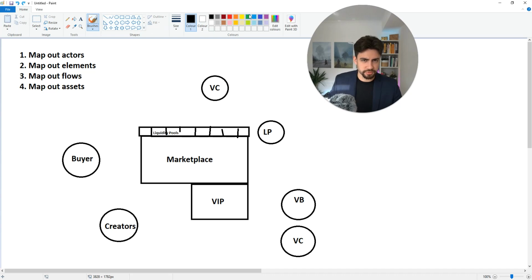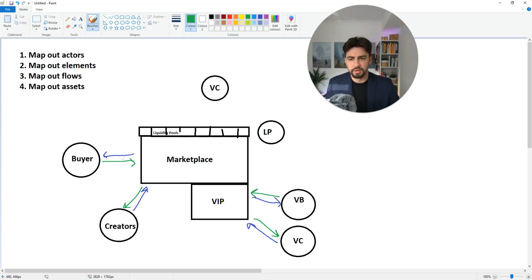Now we need to map out the flows. So of course, for example, the buyer, they will give money, right? And in return, they will get an AI agent. Well, the creators, of course, get the money, and they're the ones that bring the AI agents to the marketplace. The same thing happens here, where the buyer buys, the VIP creator creates, the VIP creator earns money, the buyer pays the money, right?